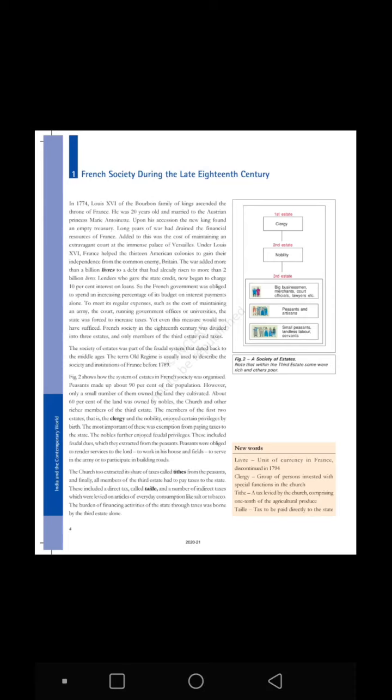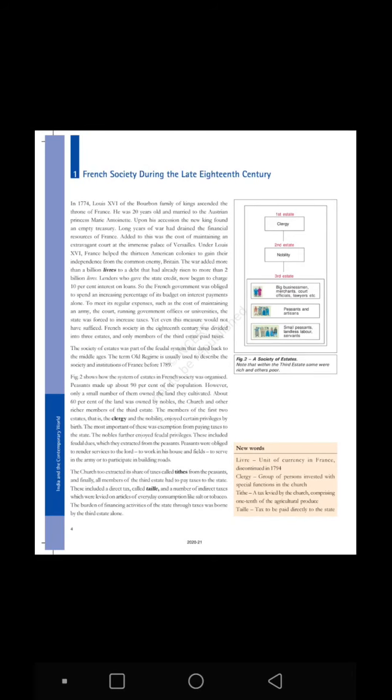About 60% of the land was owned by nobles, the church and other richer members of the third estate. The members of the first two estates, that is the clergy and the nobility, enjoyed certain privileges by birth. The most important of these was exemption from paying taxes to the state. The nobles further enjoyed feudal privileges. These included feudal dues, which they extracted from the peasants.